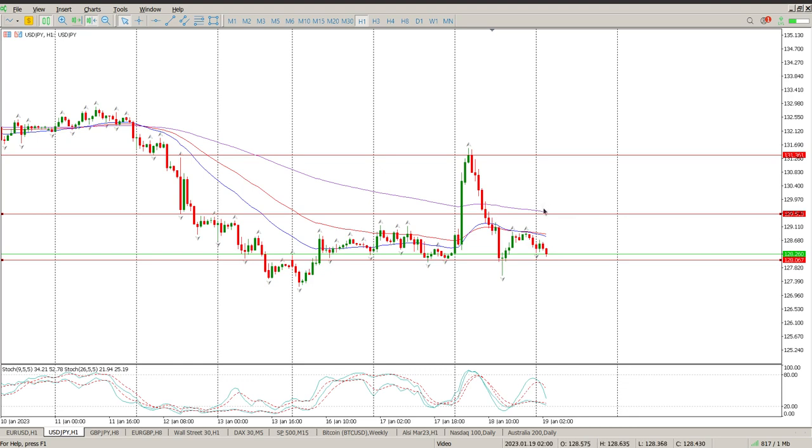Tight stop loss just above the price action for a revisit to 128.067, with the potential that this could break to the downside. So that's kind of the view that I've got there.